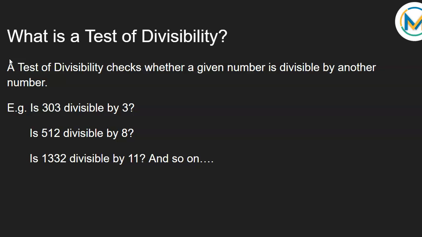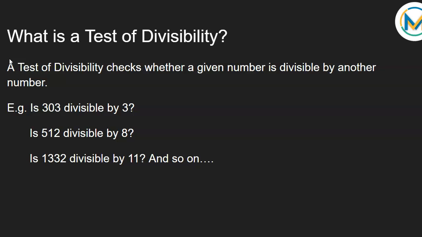For example, is 303 divisible by 3? Is 512 divisible by 8? Is 1302 divisible by 11? And so on. So if I give you two numbers and ask you whether one number is divisible by another, you should be able to figure out whether it is divisible or not. So there are some basic tests of divisibility.